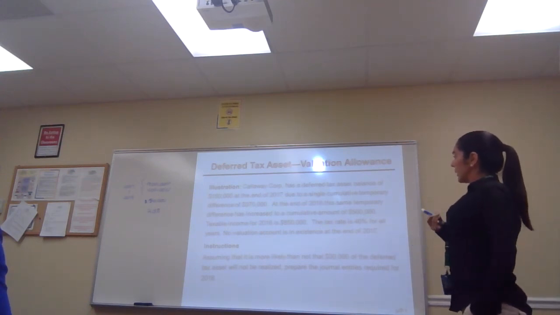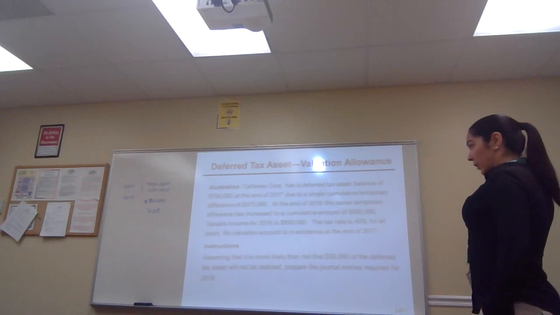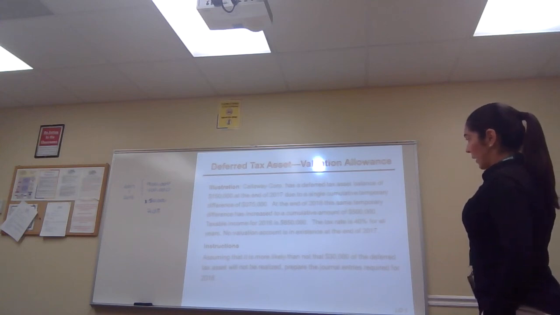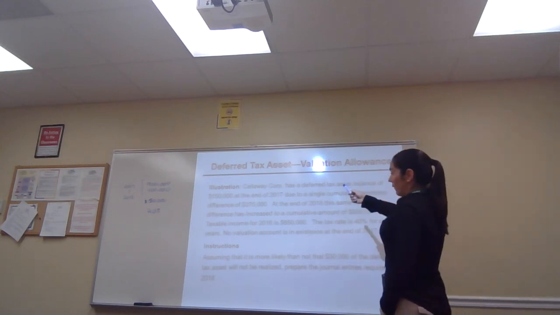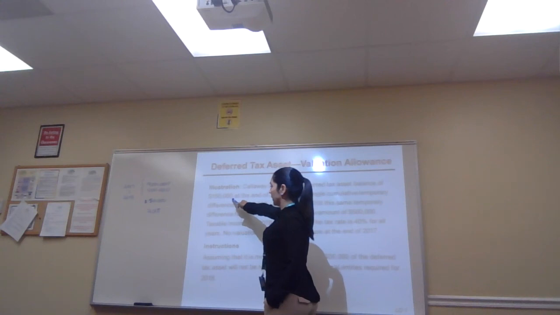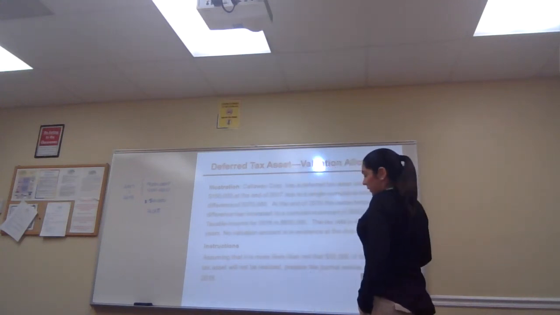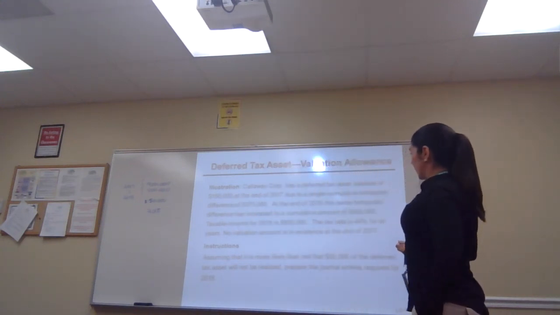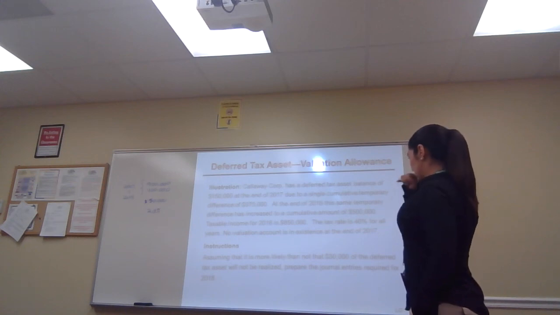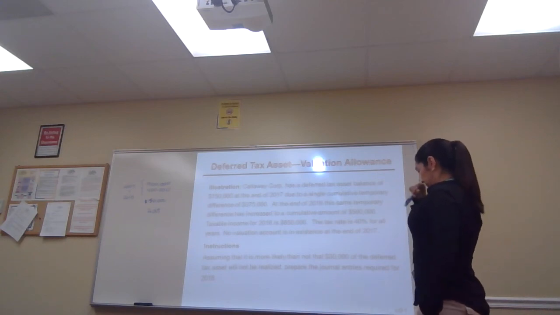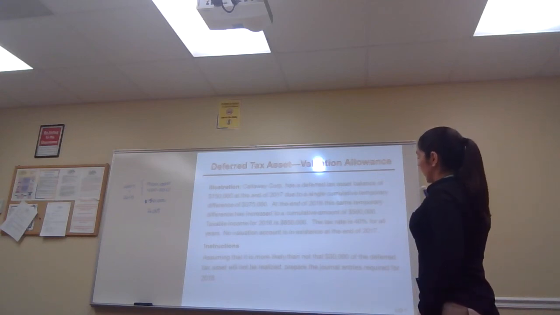So Callaway Corp has a deferred tax asset balance of $150,000 at the end of 2017 due to a single cumulative temporary difference of $375. Okay, so they have a future benefit of $150 at the moment. At the end of 2018, the same temporary difference has increased to a cumulative amount of $500,000. Taxable income for 2018 is $850. The tax rate is 40. Excuse me. No valuation account is in existence. So at the moment, there is no valuation account.